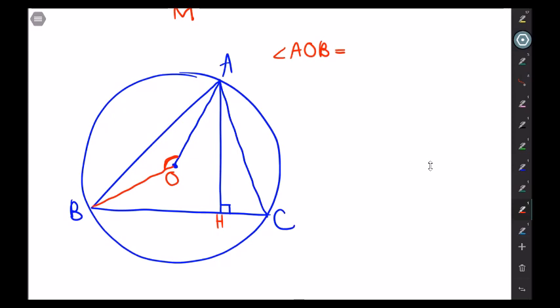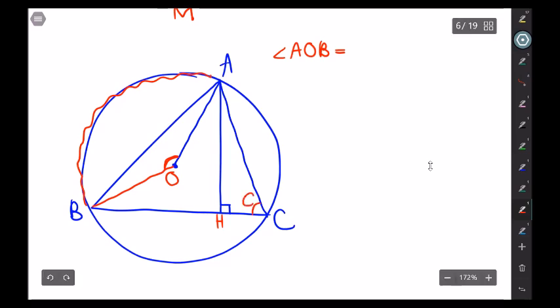Yeah, it's a central angle. Look at the arc that it subtends. So that arc is also subtended by this angle. Yes, this angle was C. So therefore, this angle here is 2C.